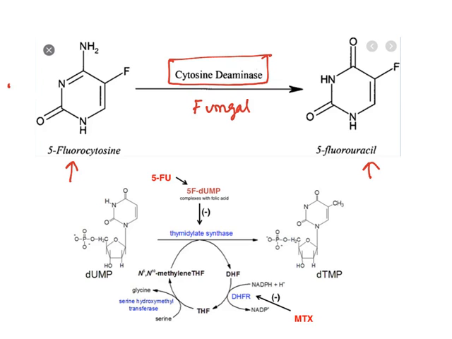Look at the structure. This is a pyrimidine ring, and in that the cytosine has amine and oxo groups. Fluorine is present at the 5th position. Now, when this amine is removed and replaced with an oxo group, it becomes uracil. Now, what is the function of this uracil? This 5-fluorouracil inhibits the enzyme thymidylate synthase.